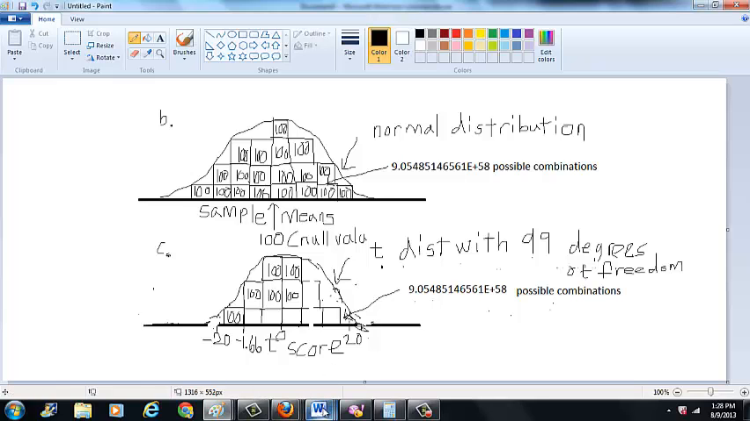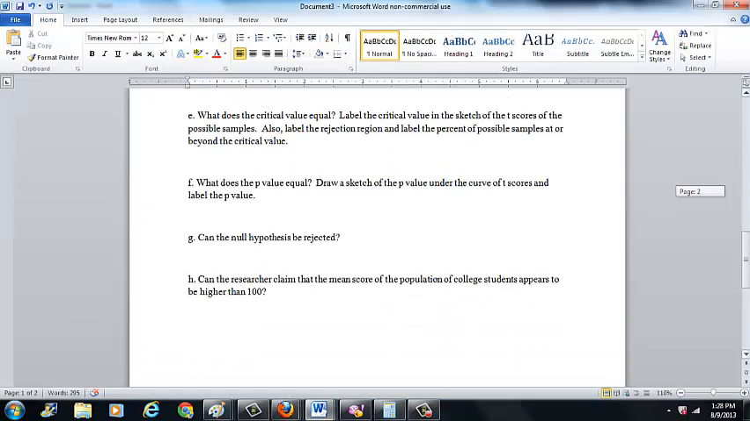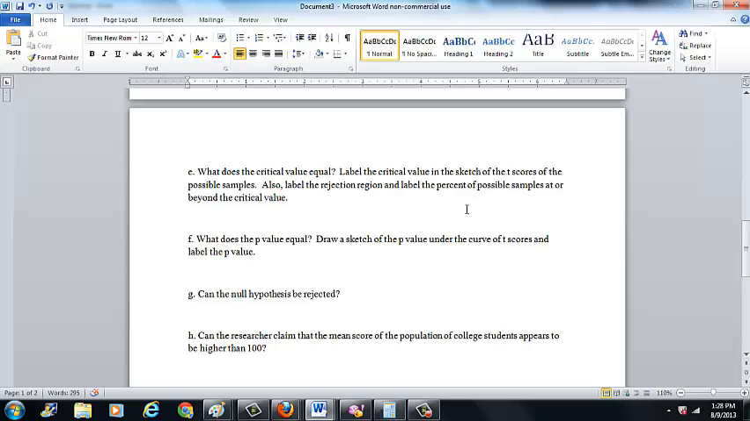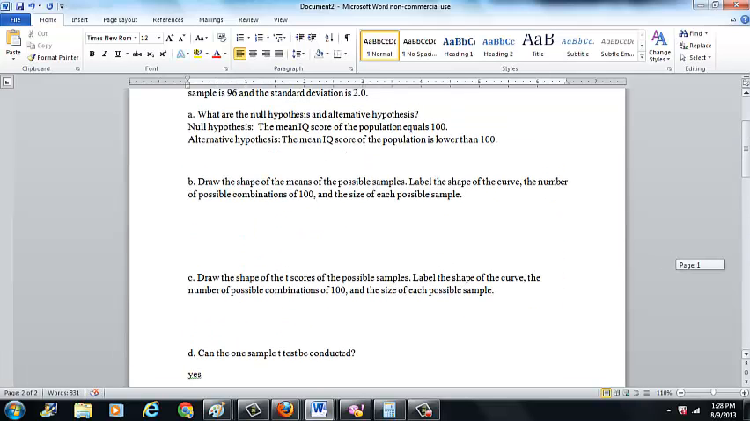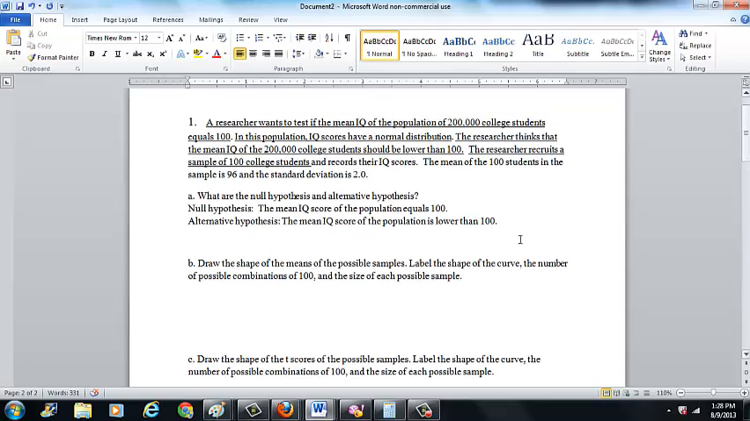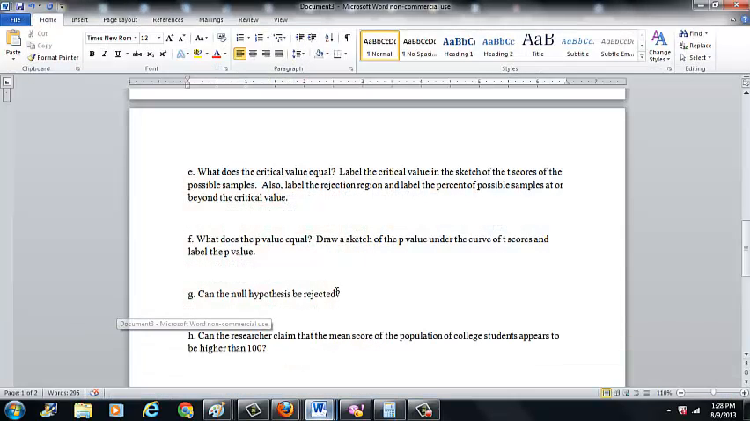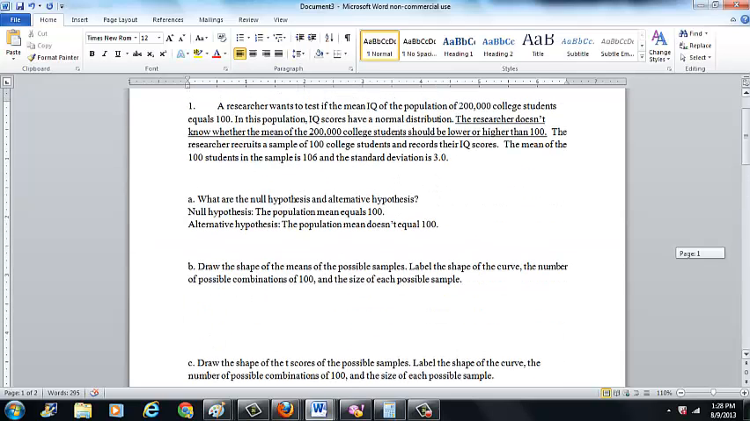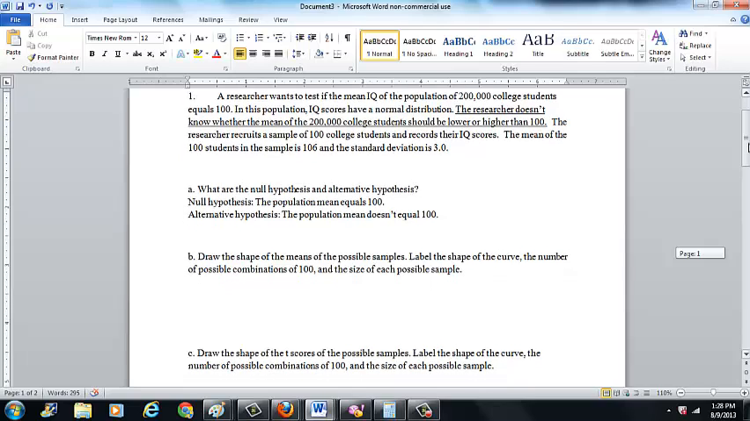We also need our critical value. This time we're doing a two-tailed test because our alternative hypothesis is just saying that the mean doesn't equal 100. It's not saying that the mean is higher or lower than 100 up here, which means we're doing a two-tailed test. We can tell by going back to part A.